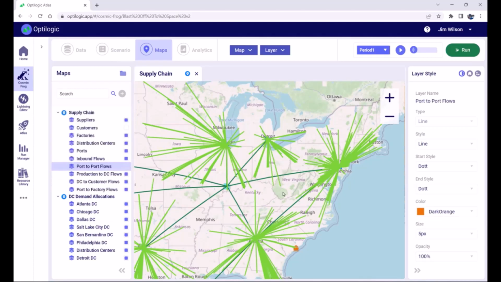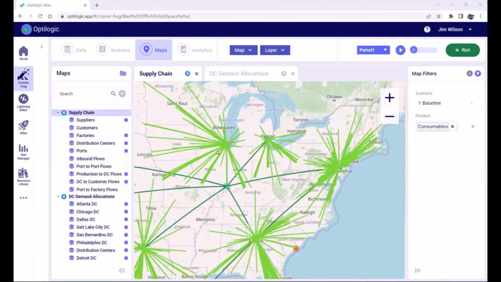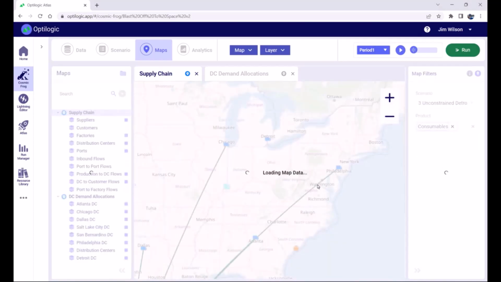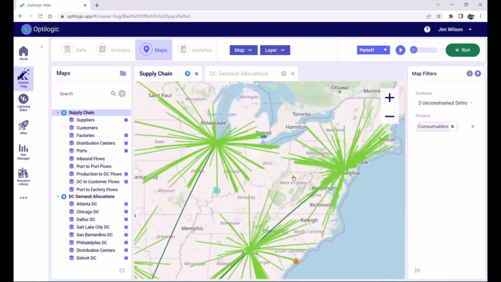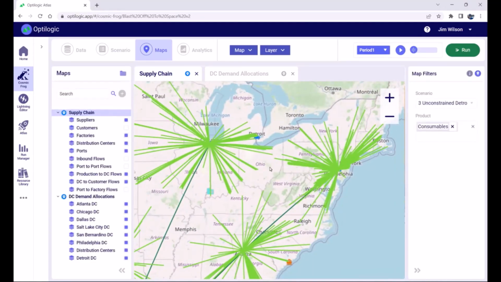And of course, if we now switch to scenario 3, where Detroit's been removed, it's been closed, and we update that, then we can see that that distribution boundary has been picked up by both Chicago and Philadelphia. And then ultimately we can see that we've lost the fixed operating cost of Detroit, but this is why our transportation cost has increased, because we're actually doing more miles now to service those customers.